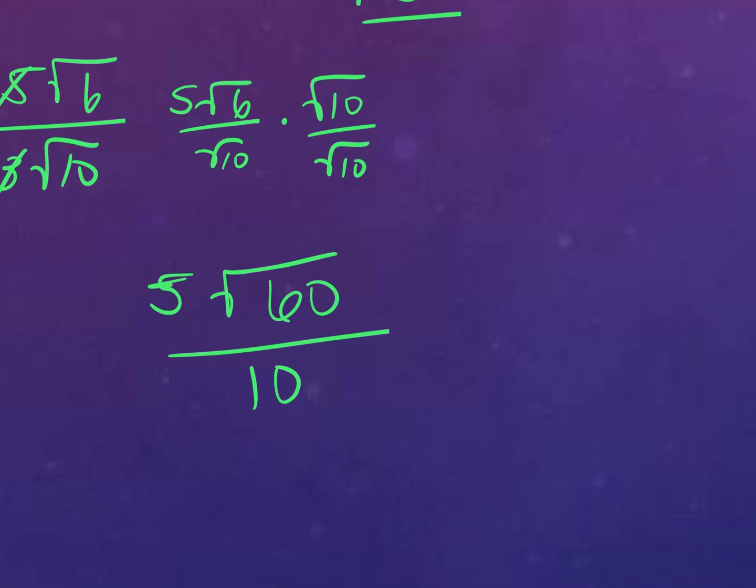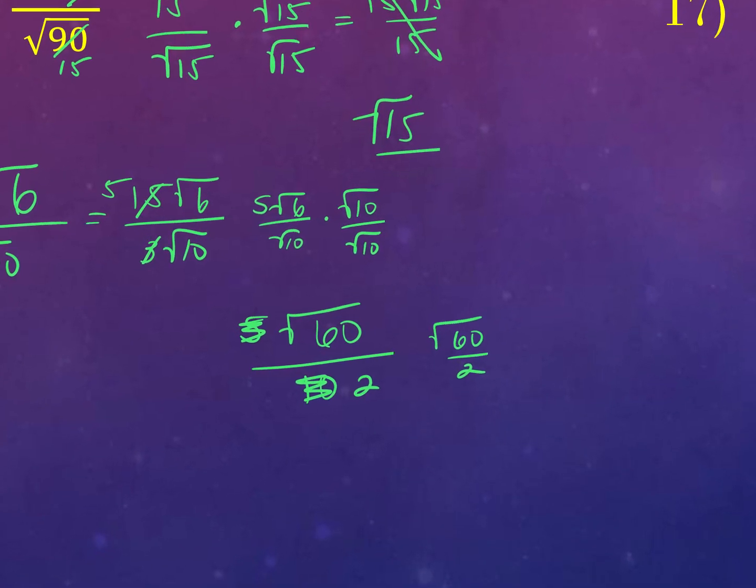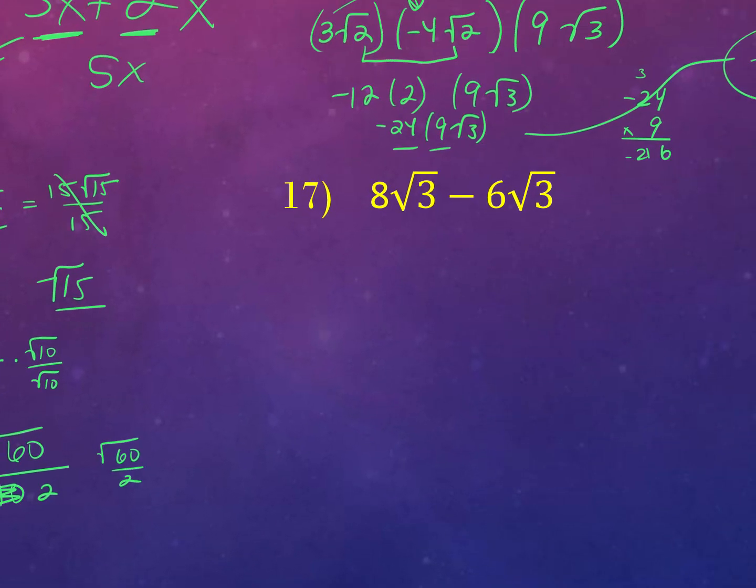You can simplify. This becomes 1. This becomes a 2. So you have square root of 60 over 2. And then we'd have to do what with 60? We'd have to break it down.